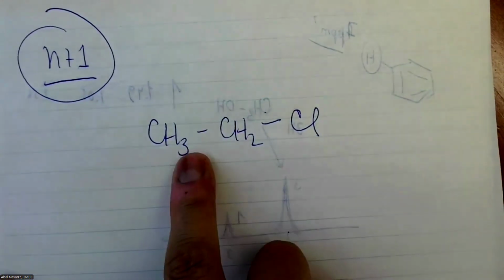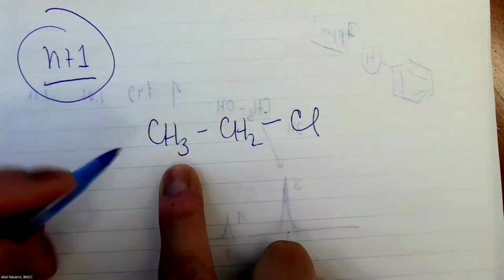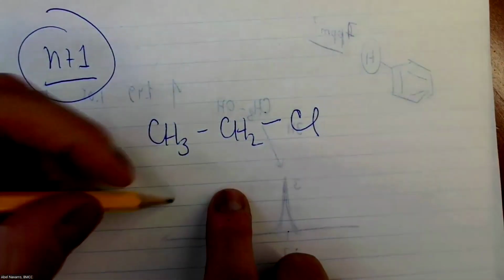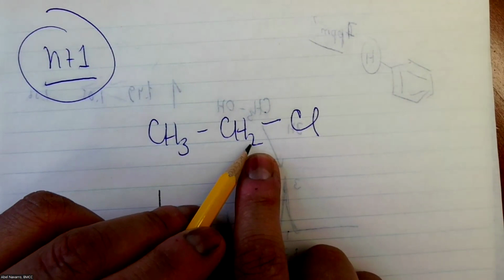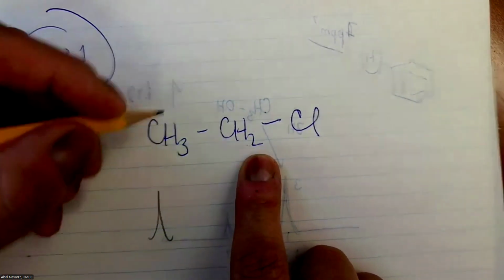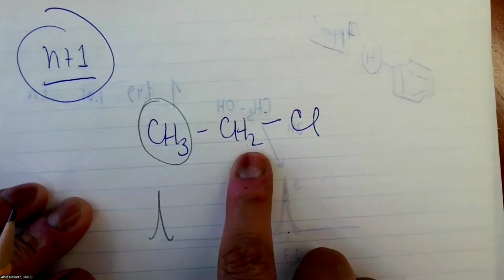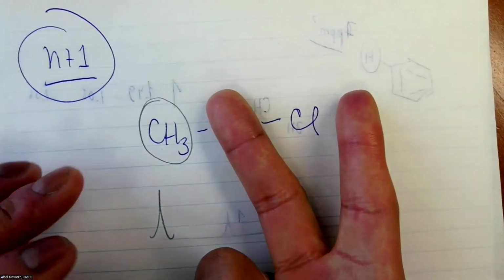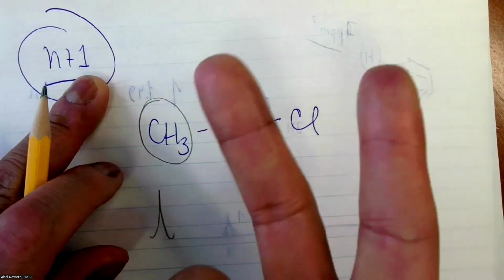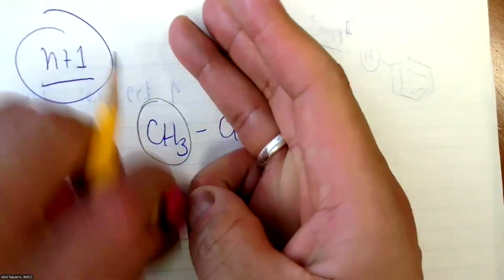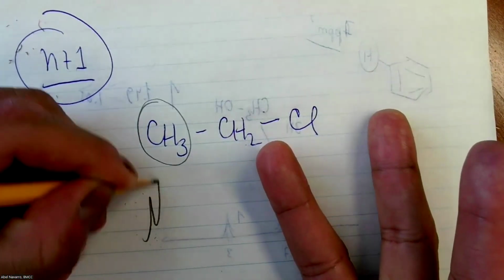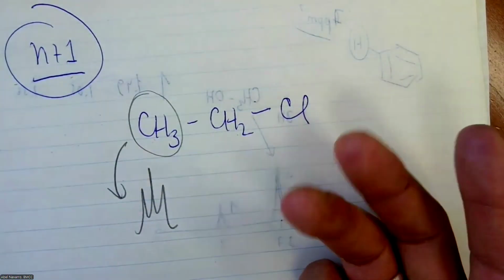Okay, I'm a CH3. I will have my signal. My signal will be a peak, of course, right? But because I'm next to a CH2, that means that CH3 has two neighbors, and the rule says n+1. So you have two neighbors plus 1, 3. That means that my signal is not going to be one single peak. It's going to be a triplet.